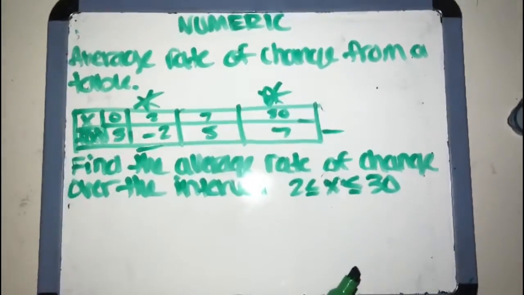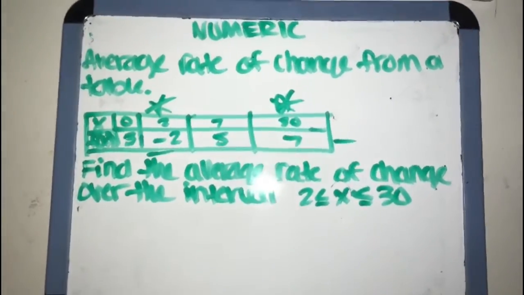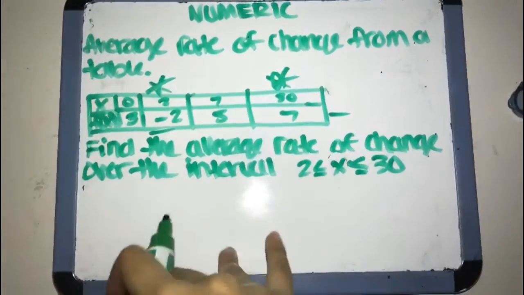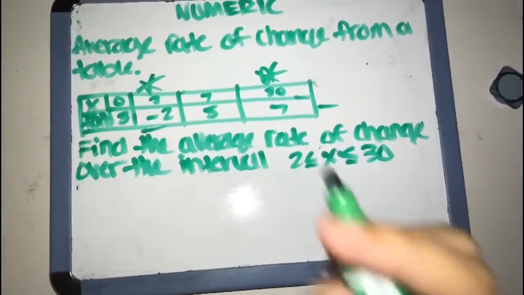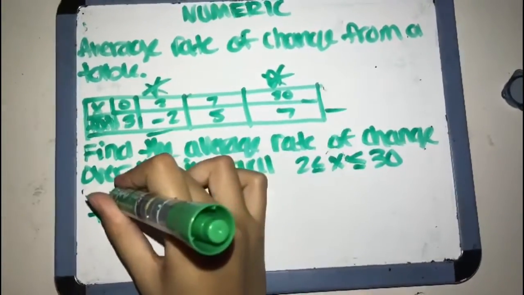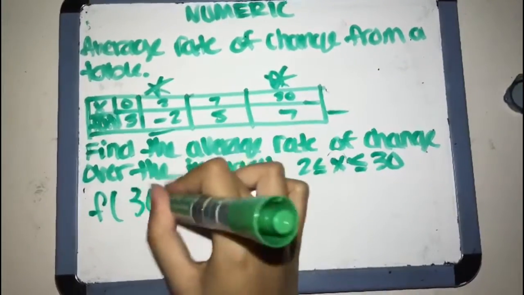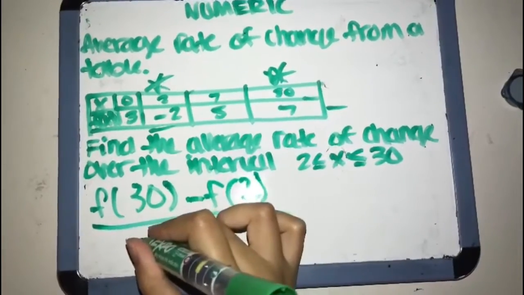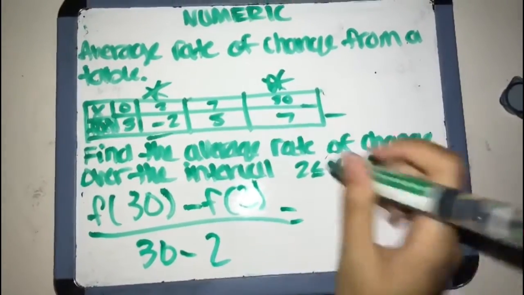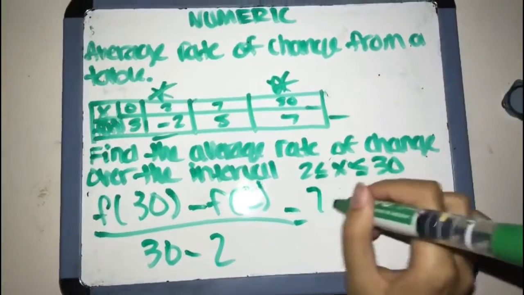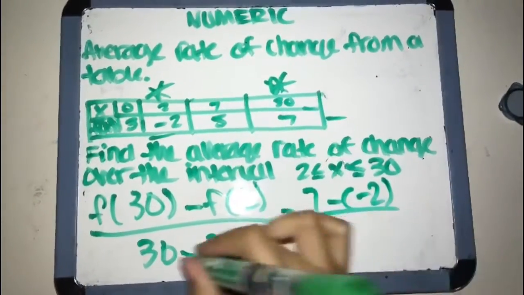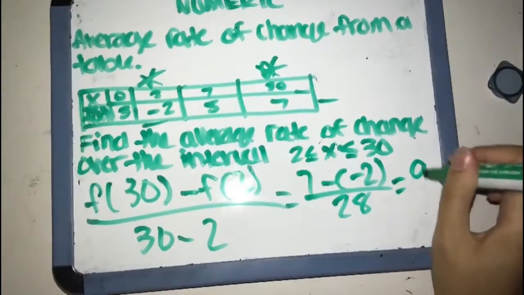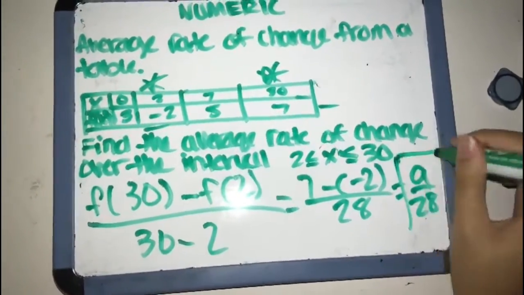We will be using the average rate of change formula, which is f of x minus f of a, divided by x minus a. So I would replace f of x with f of 30, minus f of 2, which would be a, and then 30 minus 2. Now the f values are 7 minus 2 over 30 minus 2, which is 28. Now 7 plus 2 is 9 over 28, and this will be your answer for this problem.